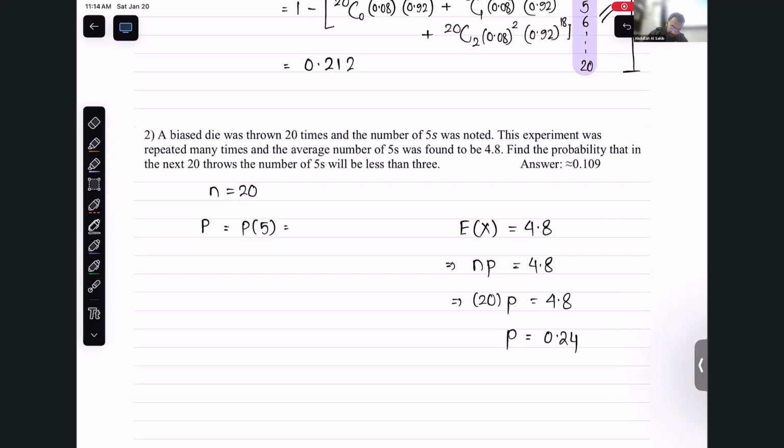So getting a 5 is the probability of success, so that is 0.24. And not getting a 5 will be 1 minus 0.24, that is 0.76.